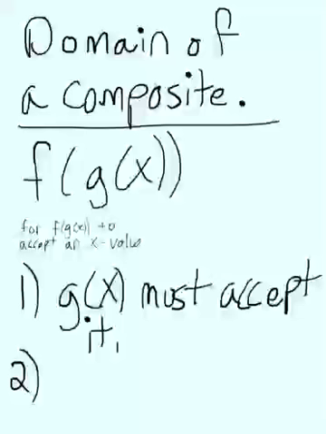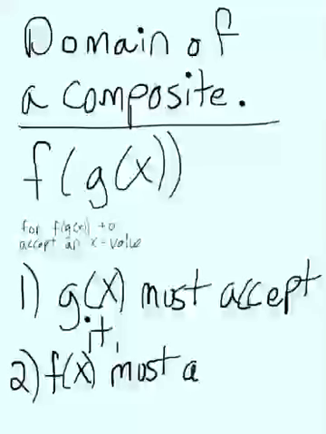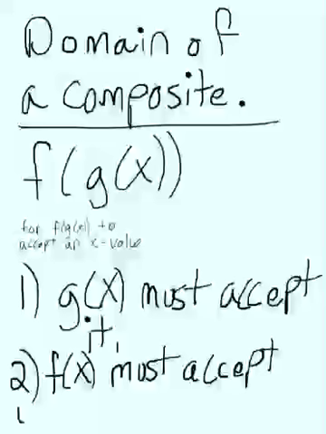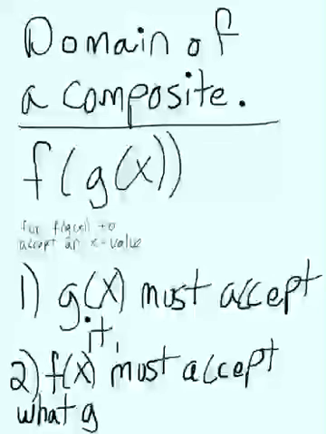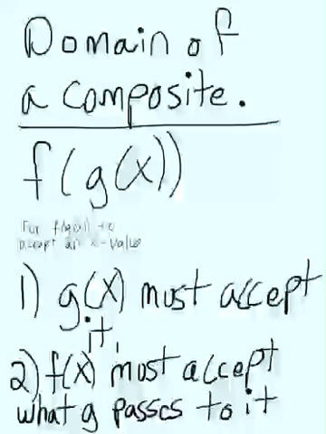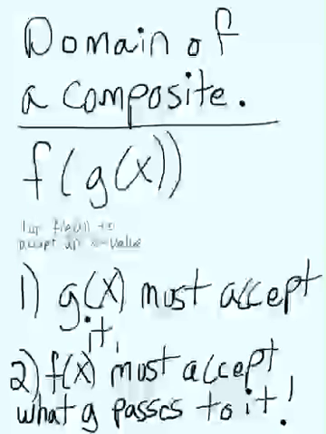So then f of x must accept what g passes to it. F of x may have been willing to take whatever it got first, whatever was originally coming in, but g has changed it in some way. And now f's going to say, hey, I'm not going to take it unless certain conditions are met. So those are the things we have to look at when we look at domain.